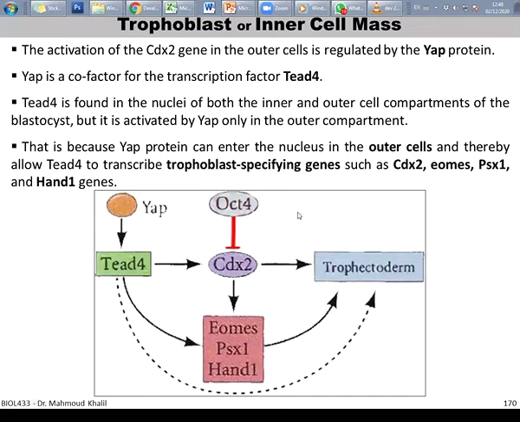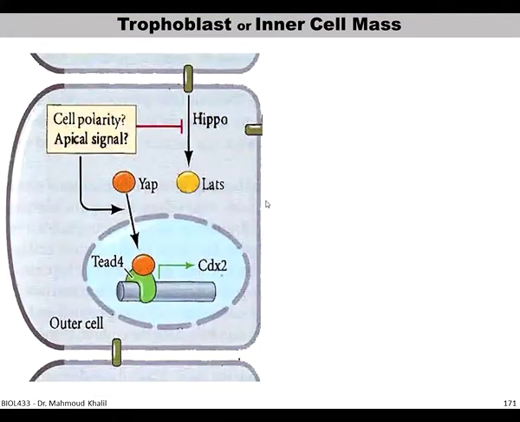So you can see here how the mechanism is working. So you can see here that YAP, once internalized into the nucleus in a blastomere, and attached to TEAD4, it will promote the expression of CDX2. So these cells will fate into a trophoblast.